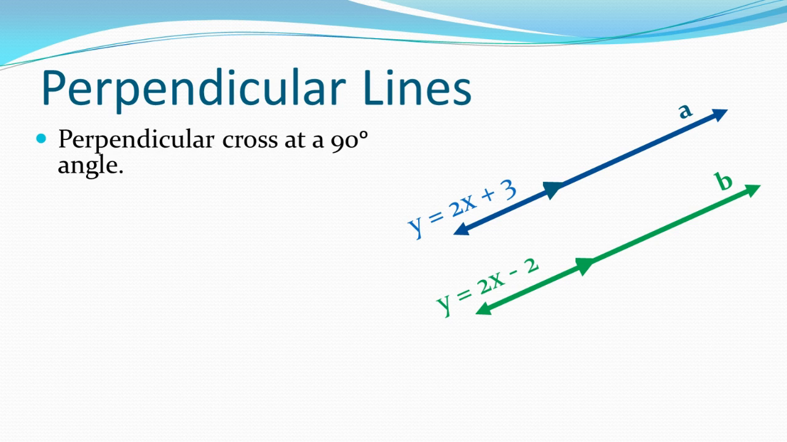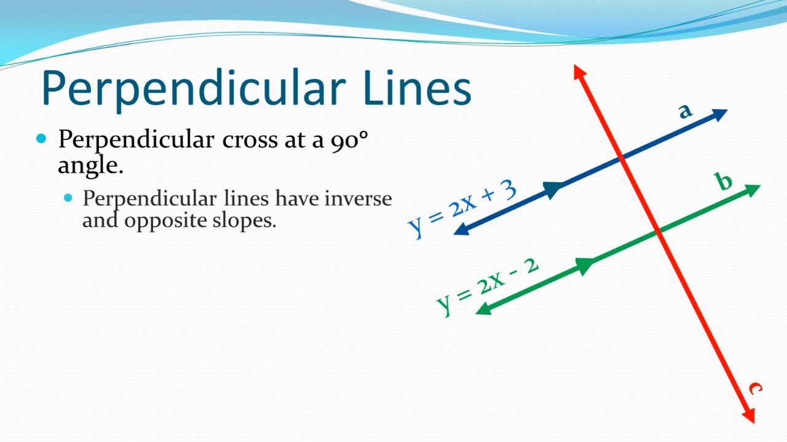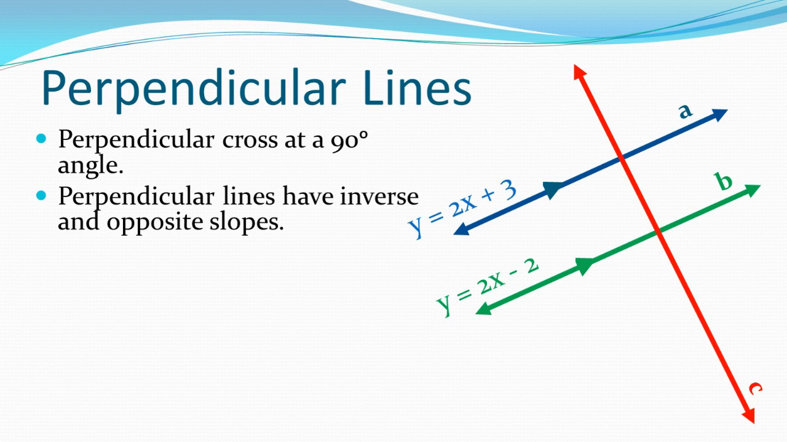Perpendicular lines cross at a 90-degree angle. It's a very specific angle. So line C is perpendicular to line A and line B. Because A and B are parallel, if it's perpendicular to one, it's perpendicular to the other. Perpendicular lines have inverse and opposite slopes. So inverse means the reciprocal, it's flipped. Opposite means opposite sign. If the slope's positive, its perpendicular slope is negative. If a line's negative, its perpendicular slope is positive.